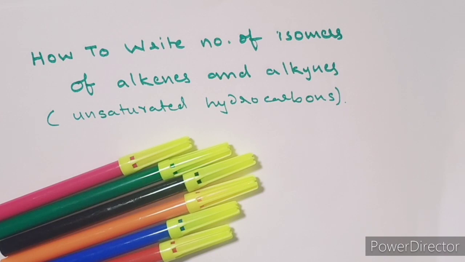Well, today we are going to discuss one of the important topics for competitive exams, that is, how to write the number of isomers of alkenes and alkynes. Generally, alkenes and alkynes are called unsaturated hydrocarbons. Very important topic, guys. Let us enjoy this topic.